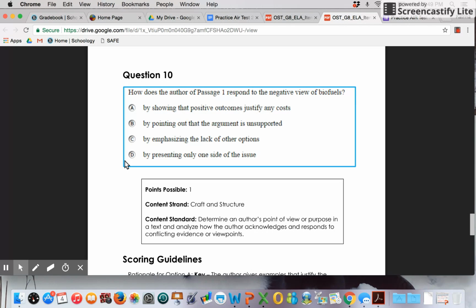Which leaves us with A. The author gives examples that justify the complaint that biofuels are costly, but she then takes the time to explain why it is worth the cost, making A our answer.